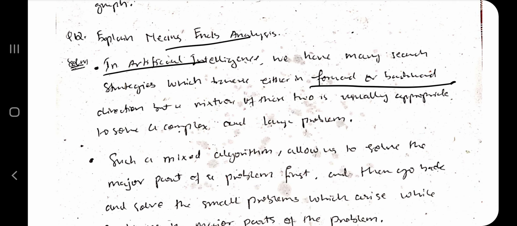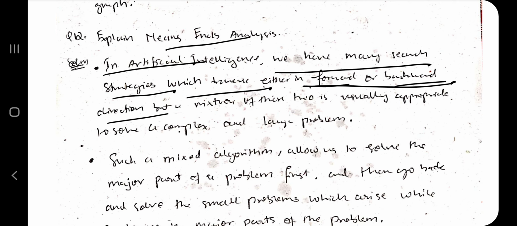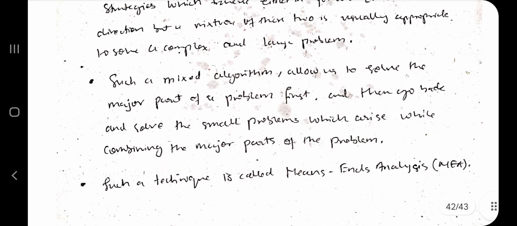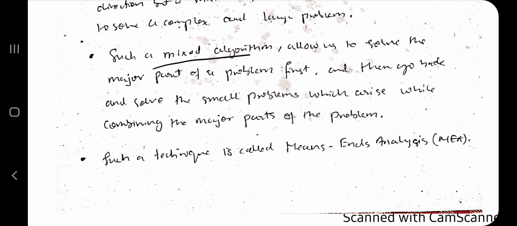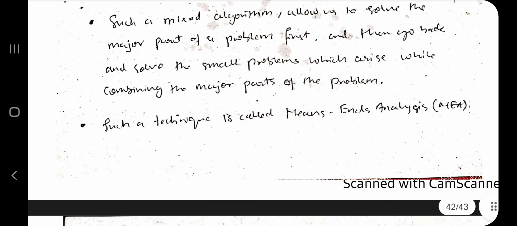In artificial intelligence, we have many such strategies which traverse either in the forward or in the backward direction, but a mixture of these two is usually appropriate to solve a complex and large problem. Here a mixture of algorithms helps us decompose the problem into smaller problems and solve each of those, then go to the major part of the problem. This is called means-end analysis.